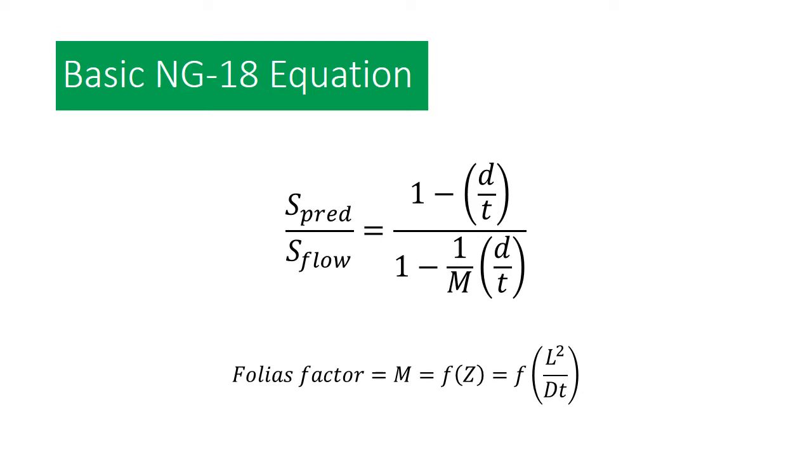Now, the M that you see there is called the Folias factor. And the Folias factor is a function of a z parameter, and that z parameter is proportional to the length of the flaw squared divided by the diameter and the wall thickness. Now, if you look at ASME B31G or the other standards that use this form of equation, you'll see that there are different theoretical ways that you can do the Folias factor. But ultimately, that Folias factor is a length-based factor.